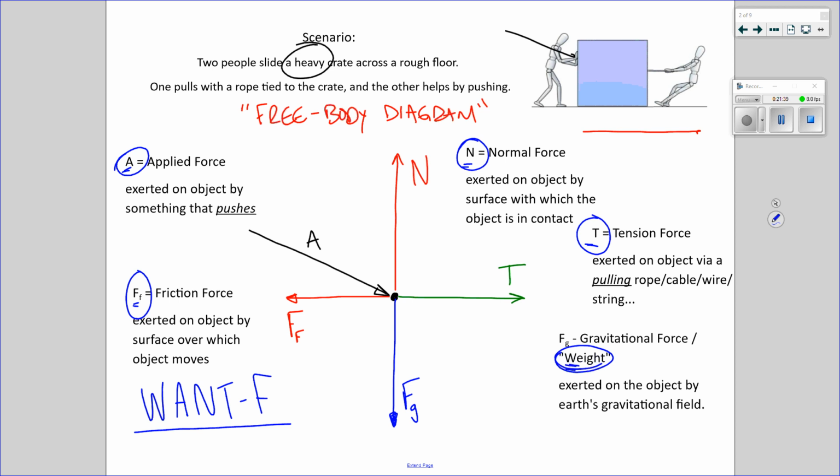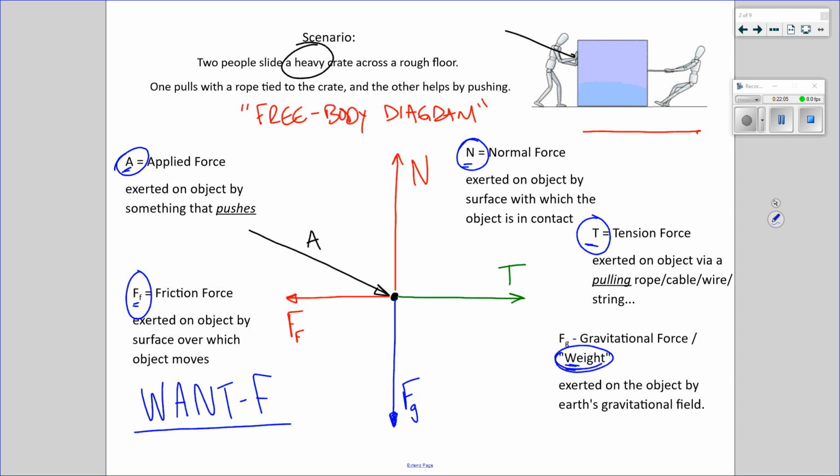Are there other ones? Sure. What we haven't talked about is, what if there's a magnet involved? That's maybe not the most standard thing. Are there others? There are others. But these are, for tons and tons of situations, perfectly wonderful examples of five different forces that might act on an object.